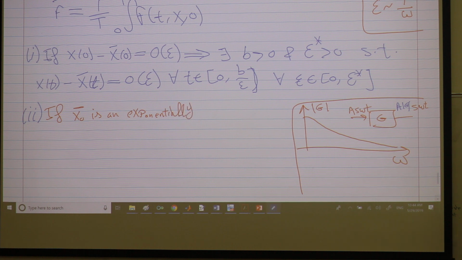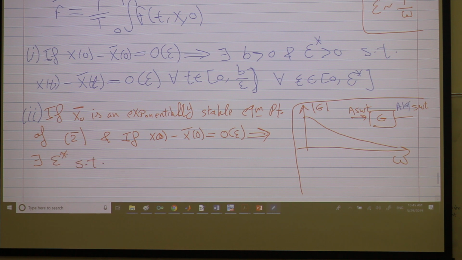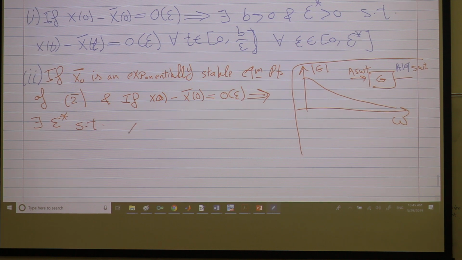So via linearization, it has to be exponentially stable. If x naught bar is an exponentially stable fixed point or equilibrium point of the average dynamics, and if we start close enough, so x of 0 minus x bar of 0 is of order epsilon, then there exists an epsilon star such that x of t minus x bar of t is of order epsilon for all time. So stability gives you the matching for all time.